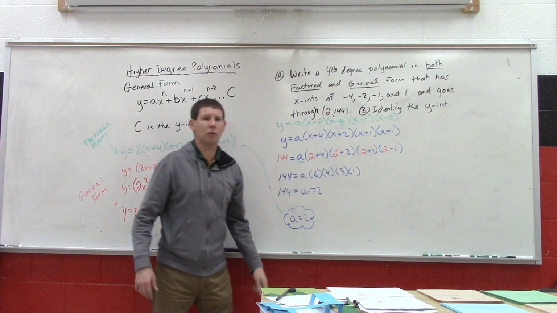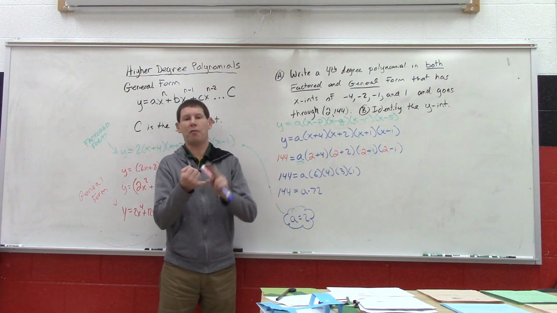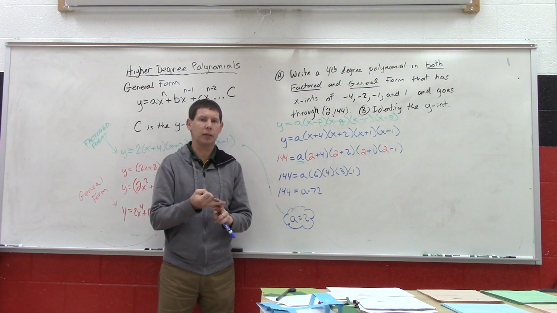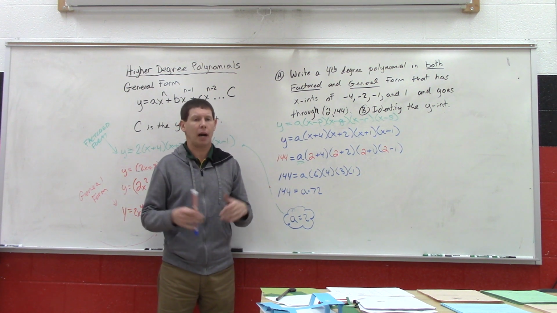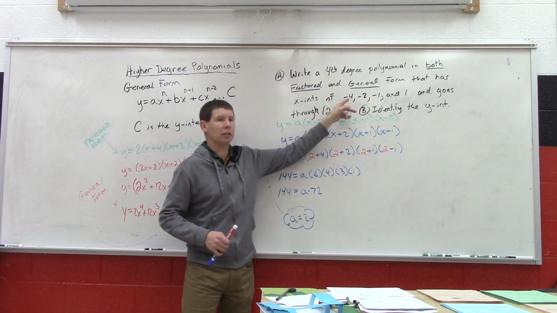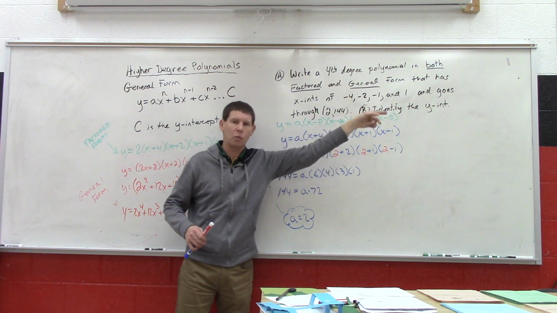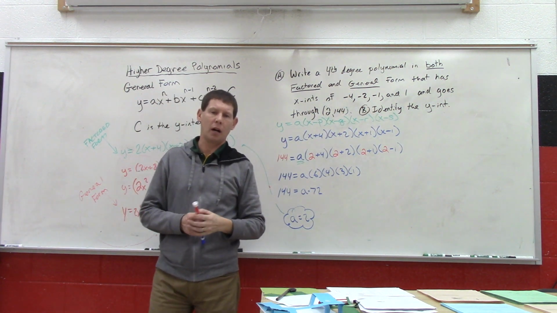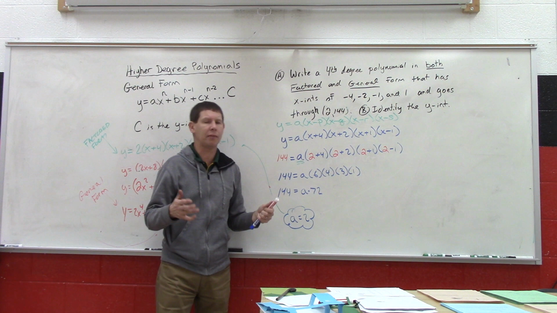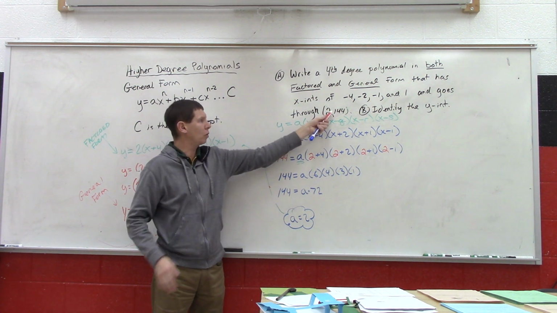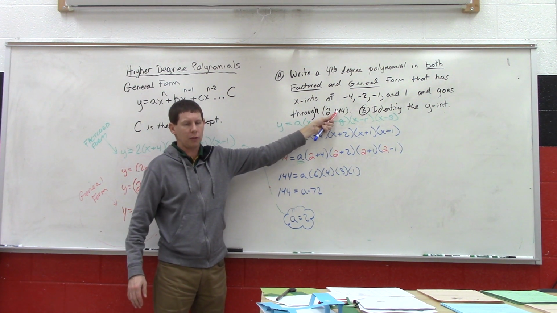So I'm going to look at one example. We're going to be asked to write a 4th degree polynomial in both factored form and general form, and then identify the y-intercept. I'm going to give you some information. We know the x-intercepts are -4, -2, -1, and 1. And we also know a point somewhere on that crazy looking graph would be at the coordinates (2, 144).